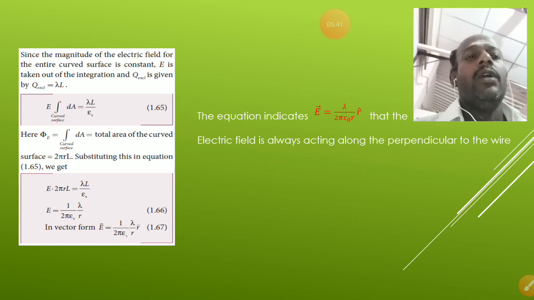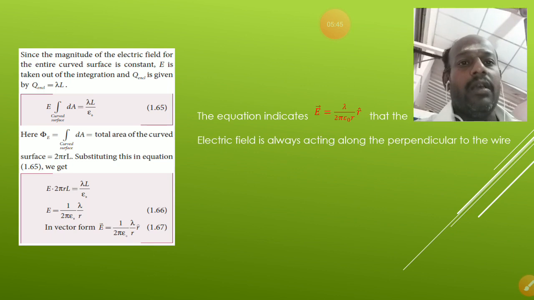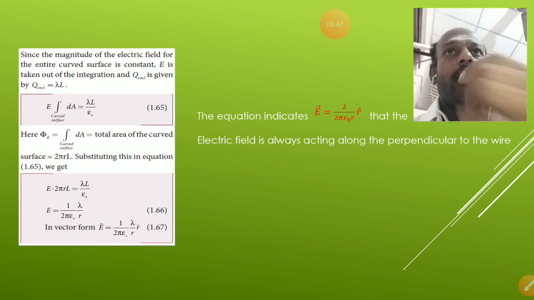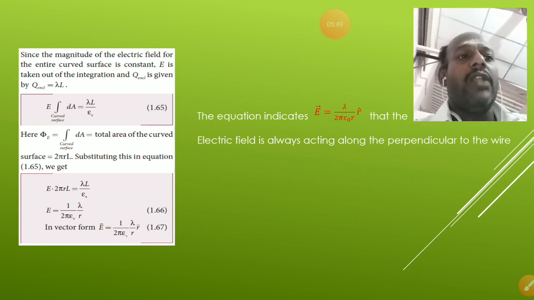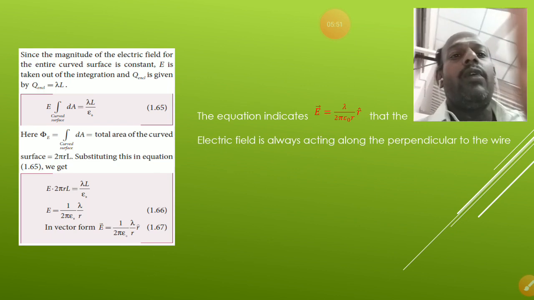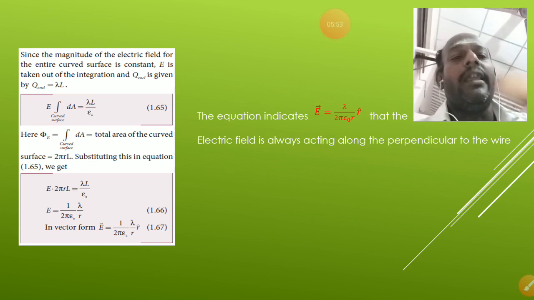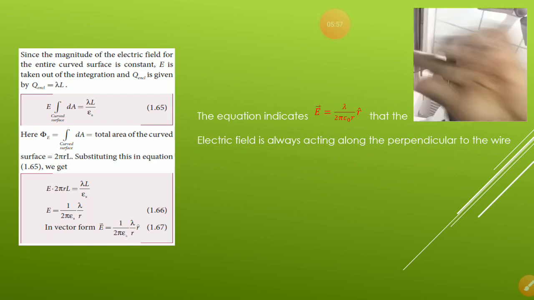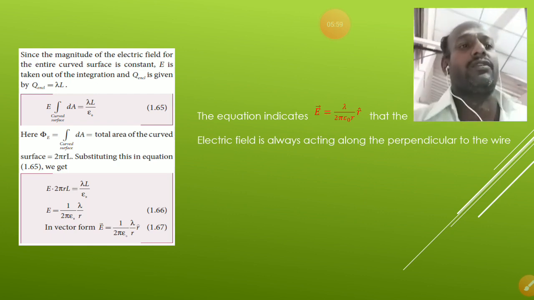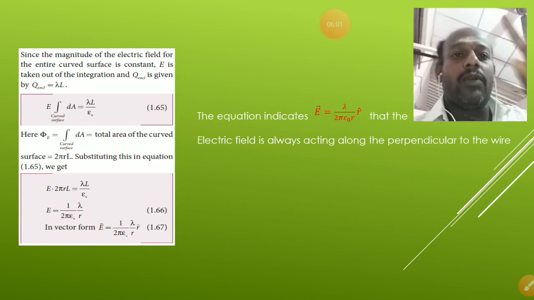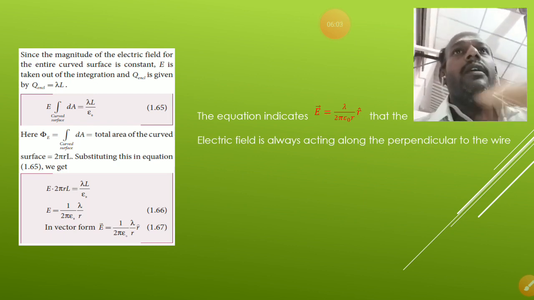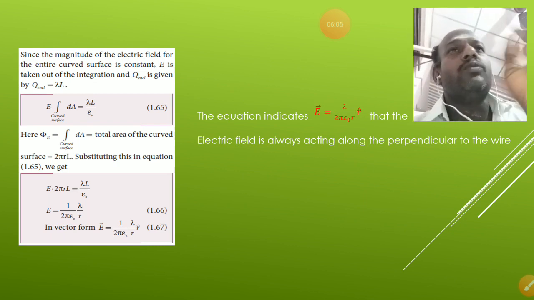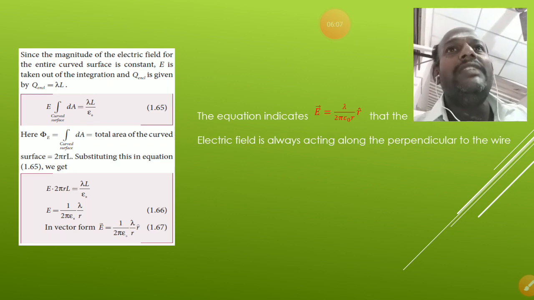Now, phi is equal to q by epsilon naught, and also phi is equal to E into dA. What is dA? dA will be the area. What is the area for a conductor? It is the length. We are considering an infinite long straight wire, so the total area will be equal to L. Here we are considering the width to be very small. That is why we are not considering L into B.